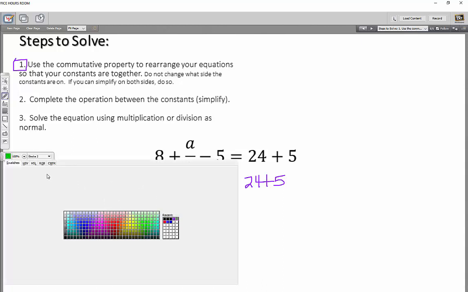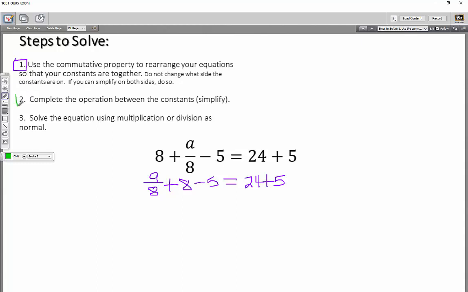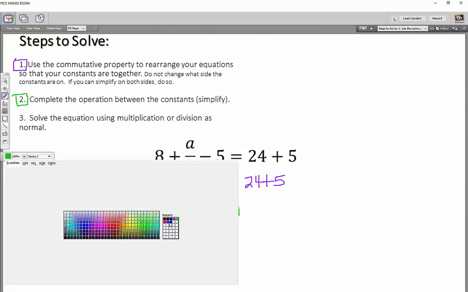Now we're going to go ahead and complete the operation between our constants to simplify. We haven't done anything to a over a divided by 8, so we're going to keep that. Plus 8 minus 5 is a positive 3. 24 plus 5 is 29. So we have simplified our constants.